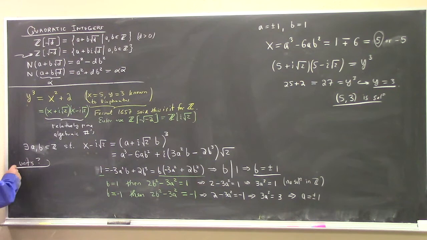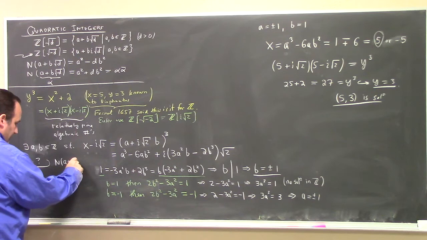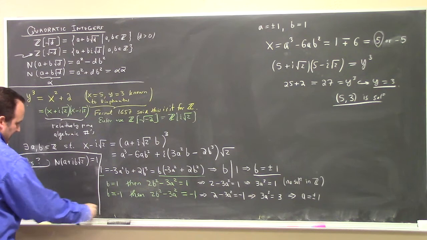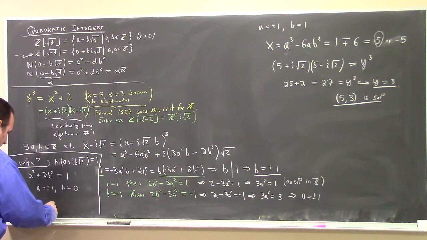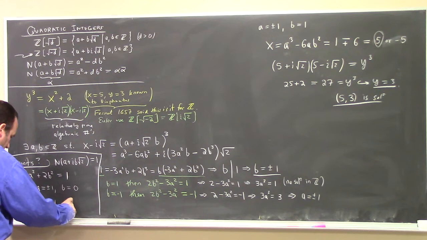So you're looking for the norm of a plus i b root 2 equal to 1. That's going to give you the units, by the same argument we gave before in the Gaussian integers. We have to have norm 1, and as such, that gives me the equation a squared plus 2b squared equals 1. Well, you can't solve that if b is non-zero. So we only get solutions a equals plus or minus 1, b equals 0. In other words, minus 1 and 1, these are the units. There are only two units in Z adjoin i root 2.